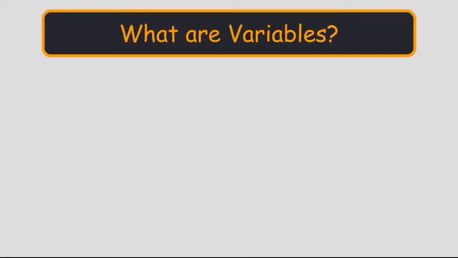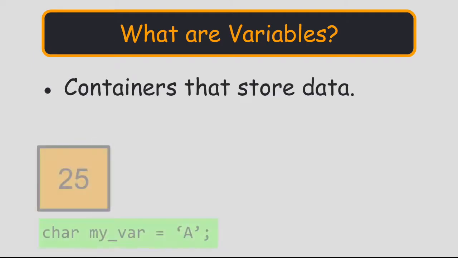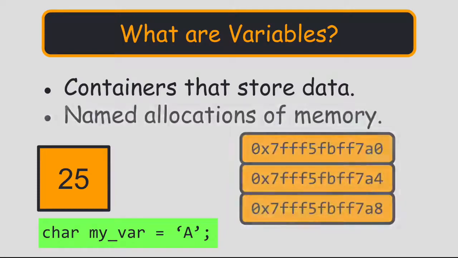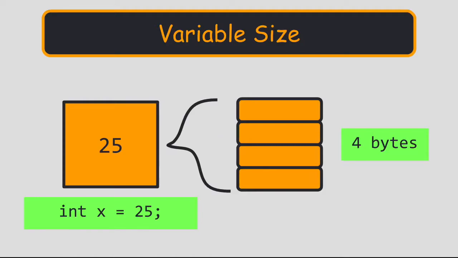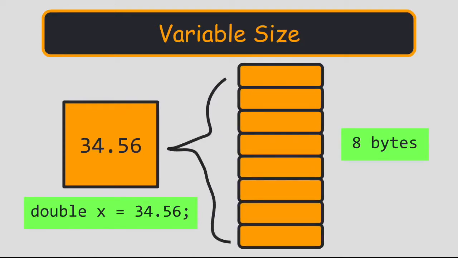At a high level, variables are containers that store data. At a low level, variables are named allocations of memory. If a variable is like a box, then a data type is like a box size, and the data is the content. A char variable, for instance, takes up 1 byte of memory. An int variable takes up 4 bytes. A double takes up 8 bytes.